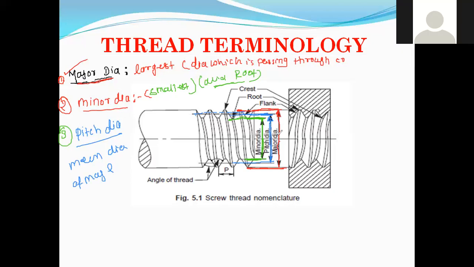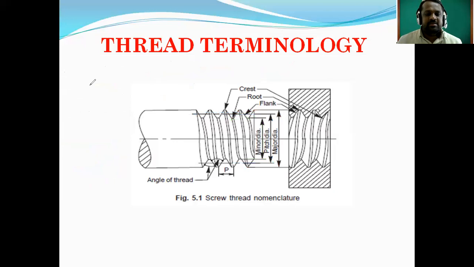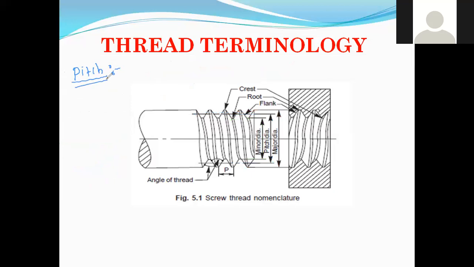Okay, then which terminology is remaining here? Again, it is a very simple and very important terminology. What is meant by the pitch? Tell me, anybody. Distance between two crests, or two roots, axial. Yes, please. The axial distance between adjacent threads on a screw.